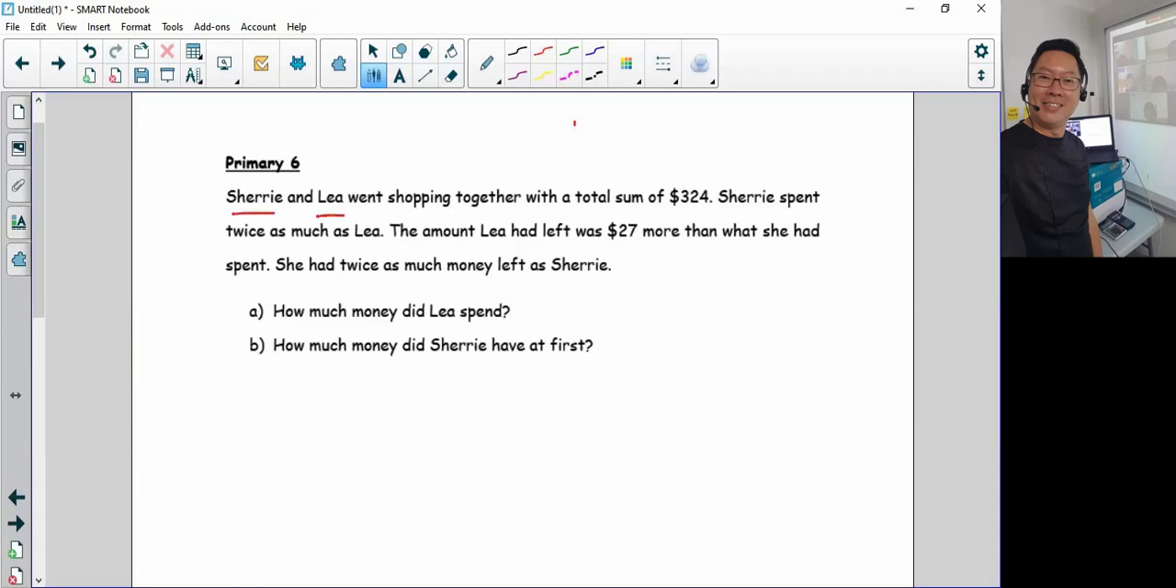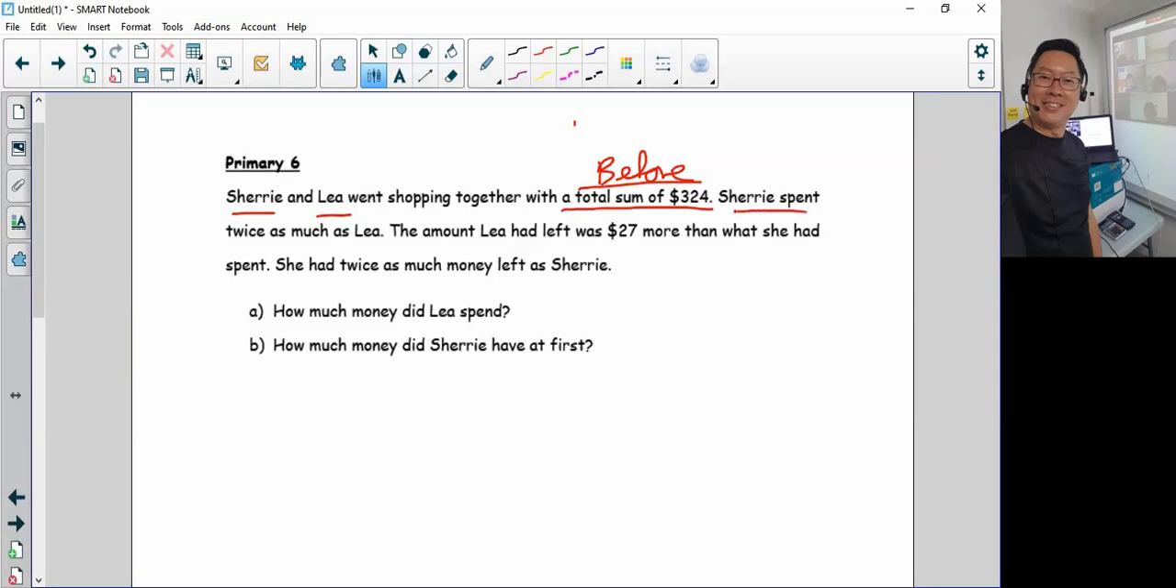So Sherry and Leah went shopping together with a total sum of $324. So that is at first. At first, they have so much money. Let's call it the before. So we have to recognize that it is a before and after. You must have a before and after problem in order to use the method, right? Otherwise, we can't use this method.